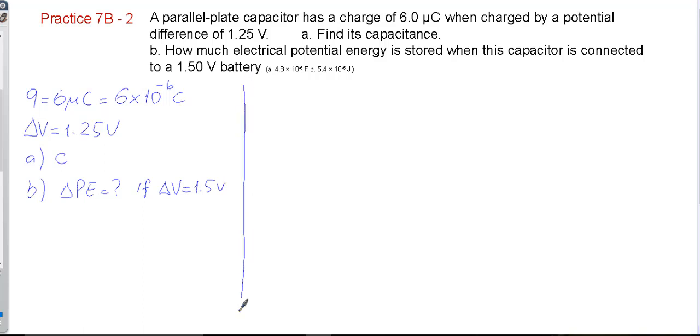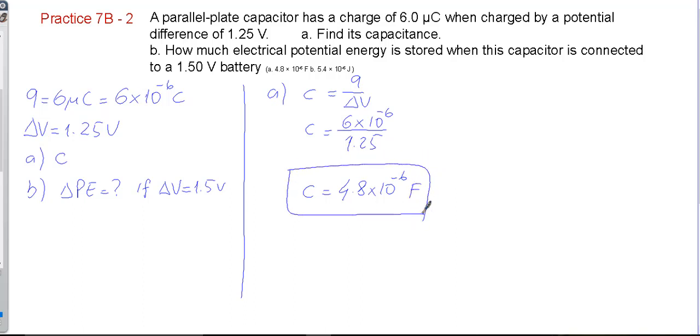Let's calculate them. First one, A, capacitance wanted. We learned capacitance is the charge divided by the potential difference. So C is equal to the charge, given 6×10^-6, divided by delta V, which is 1.25. If you divide it, you will see that C is equal to 4.8×10^-6 farad. You get the capacitance.